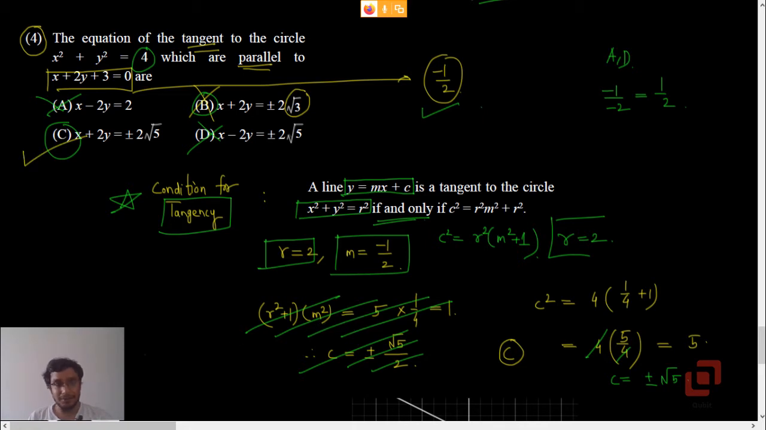What I did here is something wrong. I did not realize it when I solved this sum. Instead of taking r squared common, I took m squared common, but still I got root 5 in the numerator, but this is wrong. c is not equal to plus or minus root 5 by 2. c is actually equal to plus or minus root 5.